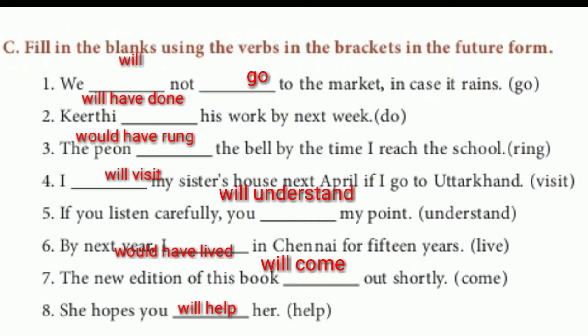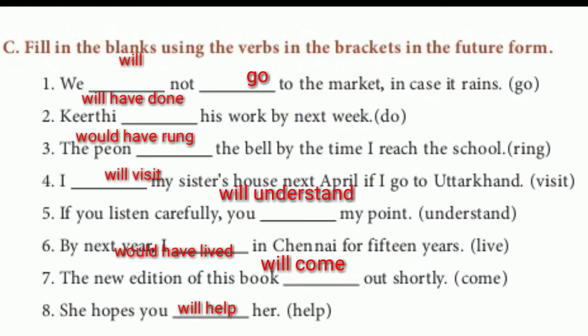Third one, the peon dash the bell by the time I reach the school. Bracket word is ring. The peon would have rung the bell by the time I reach the school. Fourth one, I dash my sister's house next April if I go to Uttarakhand. Bracket word is visit. I will visit my sister's house next April if I go to Uttarakhand. Fifth one, if you listen carefully, you dash my point. Bracket word is understand. If you listen carefully, you will understand my point.